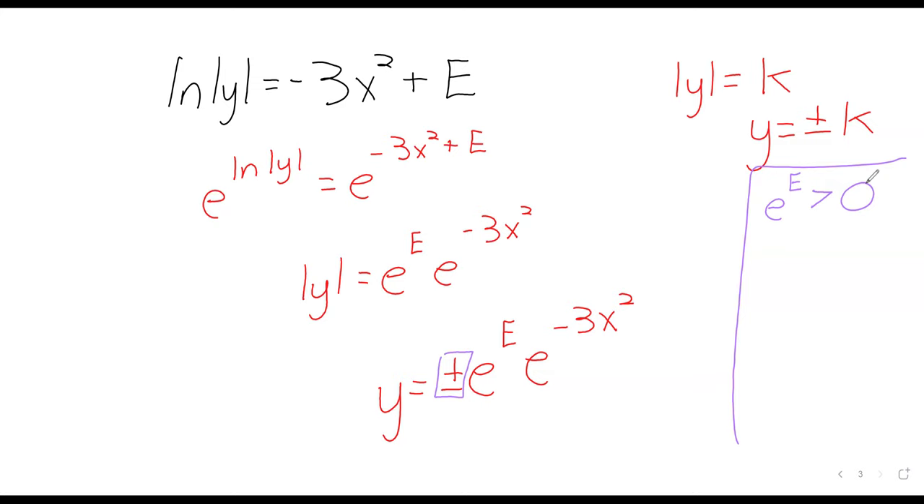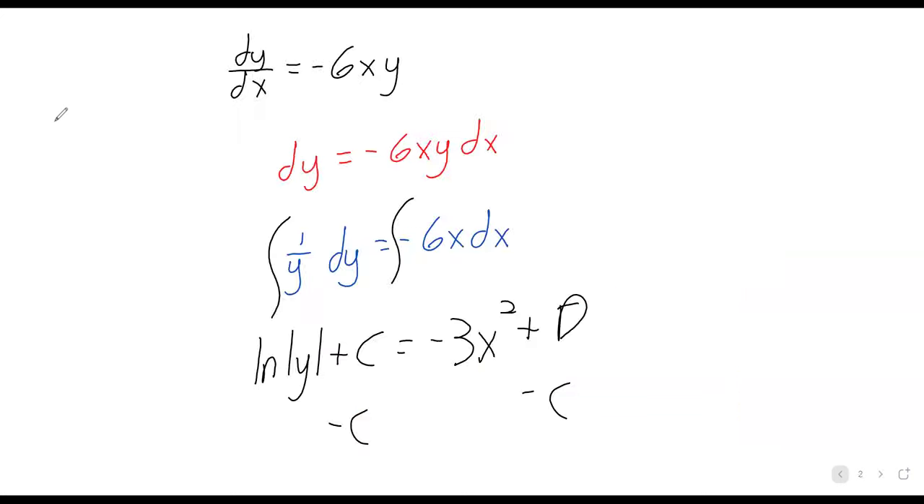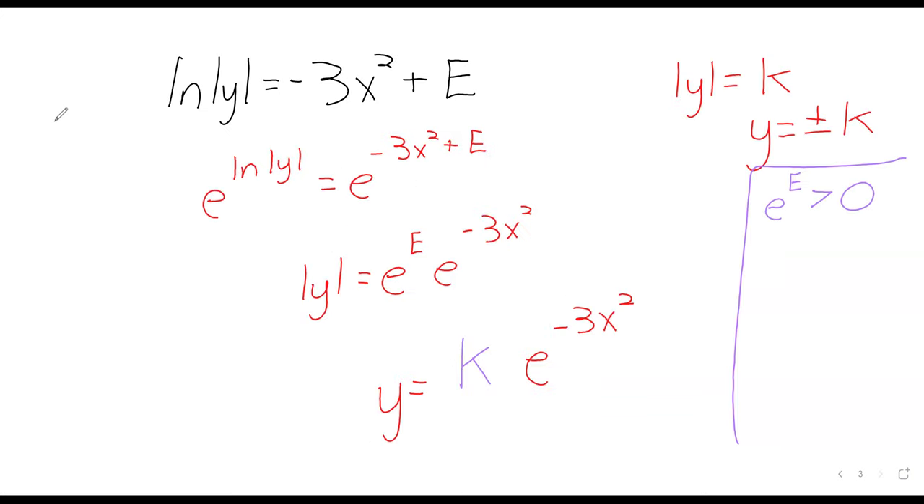So we're going to say, well, lowercase e to uppercase E is some unknown constant. It originally had to be positive, but now it can be positive or negative due to this plus or minus symbol. So let's just replace that constant and the plus or minus symbol with some constant k. And k is allowed to be positive or negative. K is actually also allowed to be zero. So this is what I'm claiming the solution is.